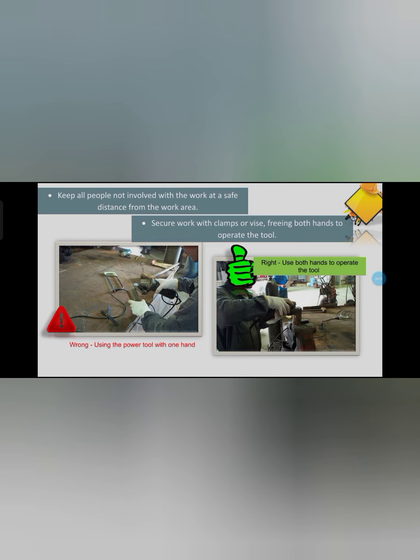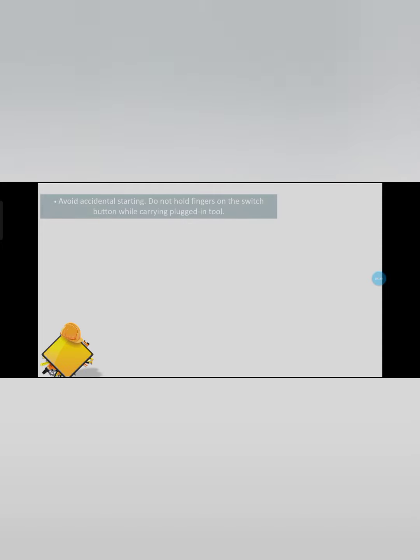Next, avoid accidental starting. Do not hold your fingers on the switch button while carrying a plug-in tool. Do not play around with those power tools.